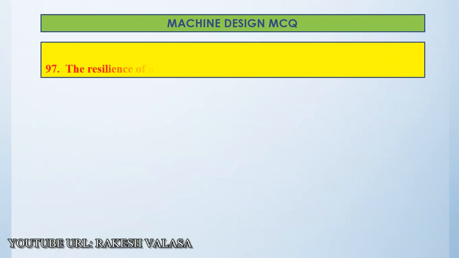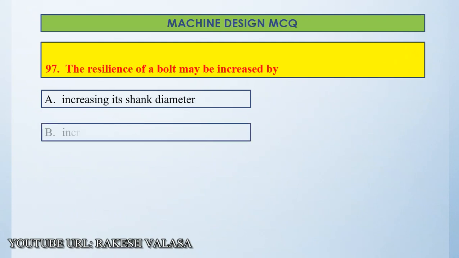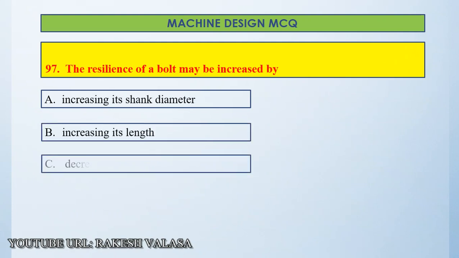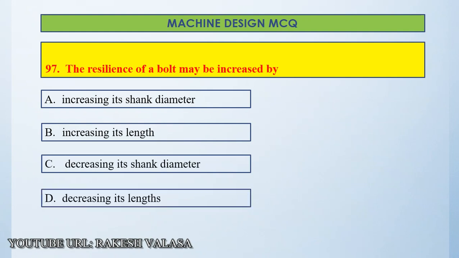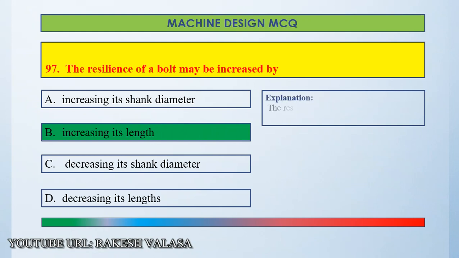Question number 97. The resilience of a bolt may be increased by: option A, increasing its shank diameter, option B, increasing its length, option C, decreasing its shank diameter, option D, decreasing its length. The correct answer is option B, increasing its length. Let us see the explanation. The resilience of a bolt may be increased by increasing its length. So the correct answer is option B.